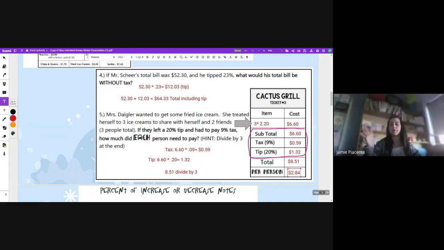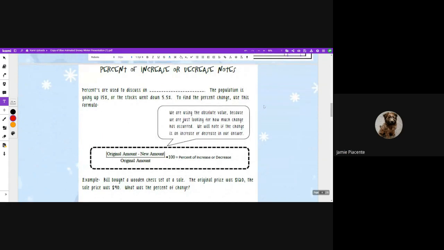Okay, so that was some good practice with the Cactus Grill stuff with discount, percent, tax, and tip. Now we're going to move on to percent increase or decrease notes. So let's do that. So please turn to page 56 in your packet. It looks like this. This is the last thing we need to learn before your unit test on Thursday. Tomorrow, you're going to have a graded sheet on this.